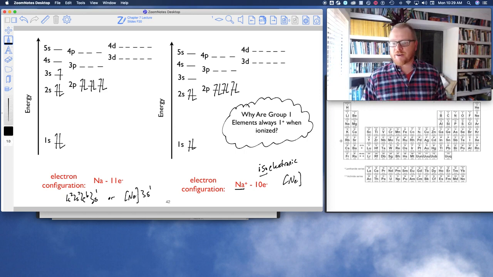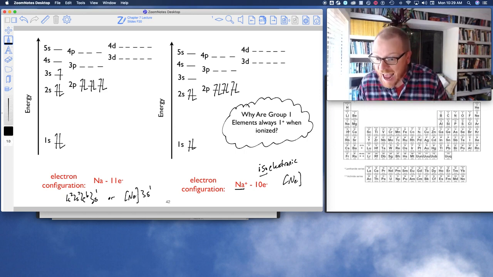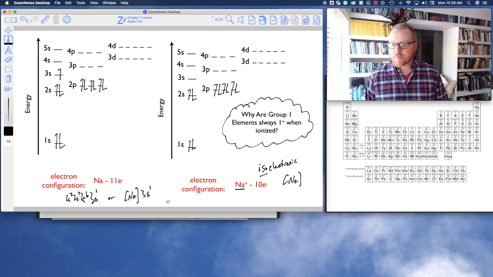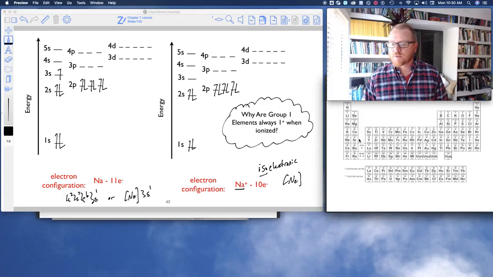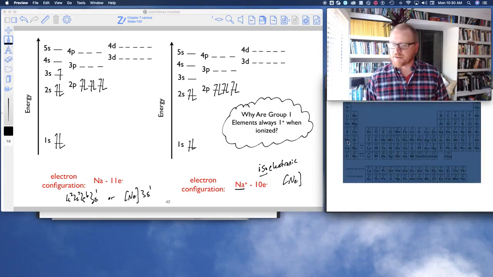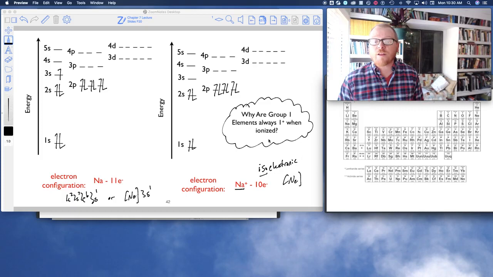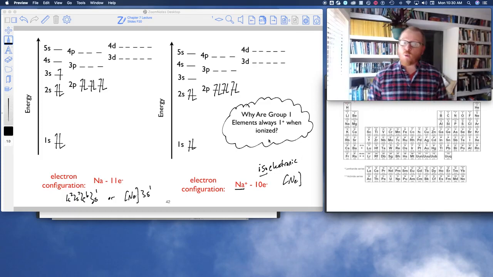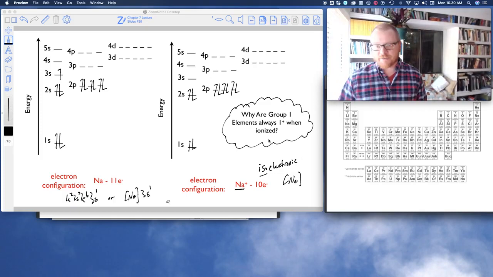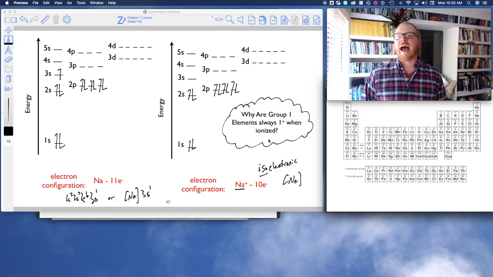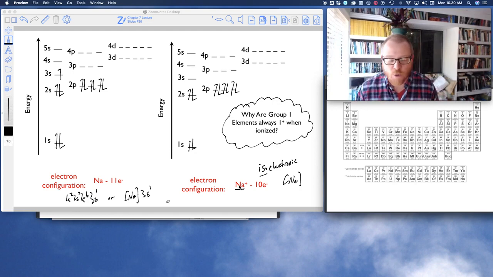And if we were to do that example for potassium, okay, let's follow this. Potassium plus is the same as argon. Rubidium 1 plus is the same as krypton. Cesium 1 plus is the same as xenon, and so forth. So all of these elements are always +1 because that gives them the stable noble gas configuration. So sodium loves being sodium plus.